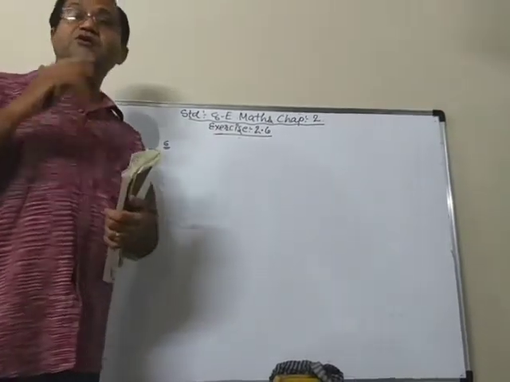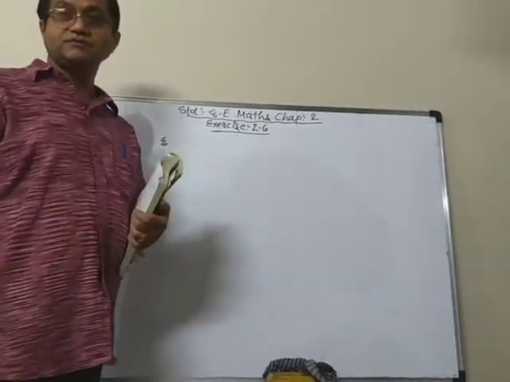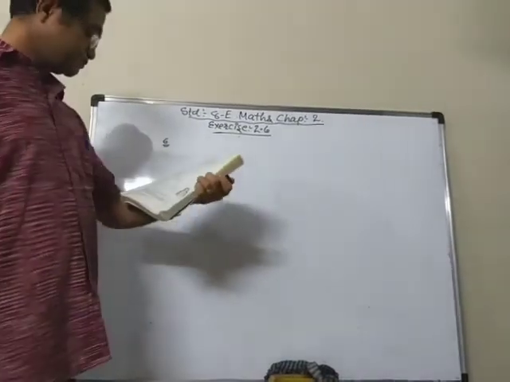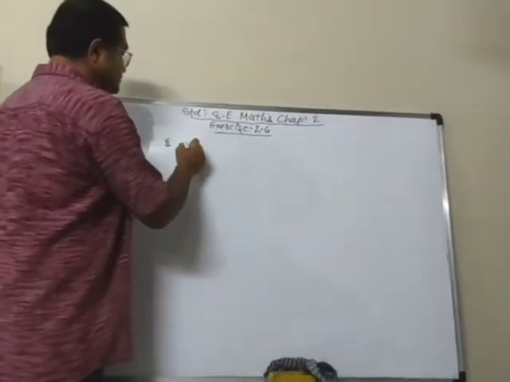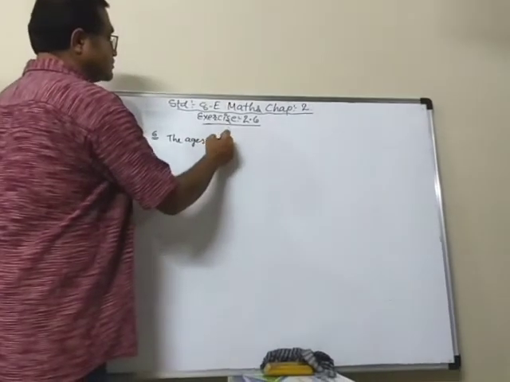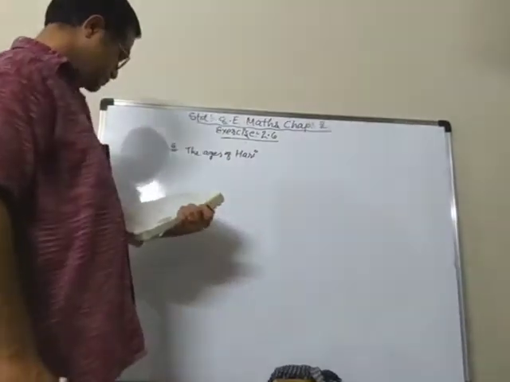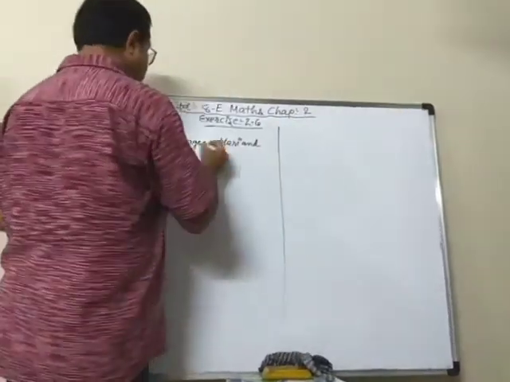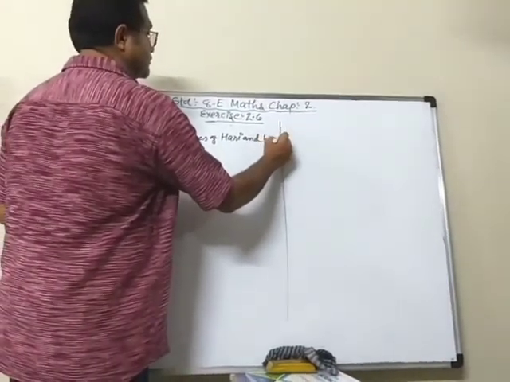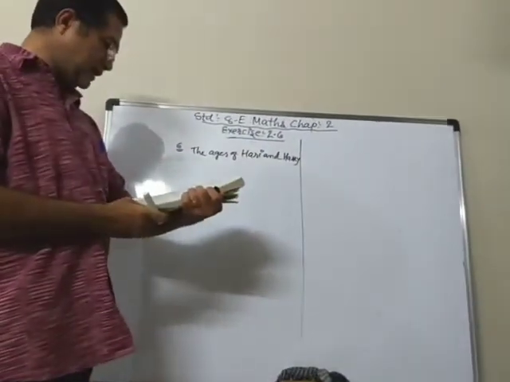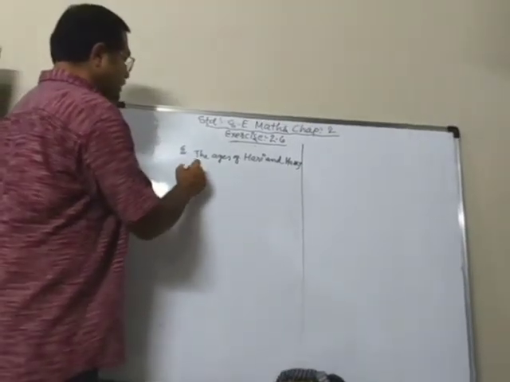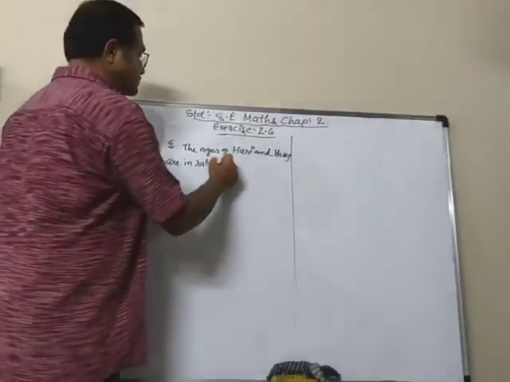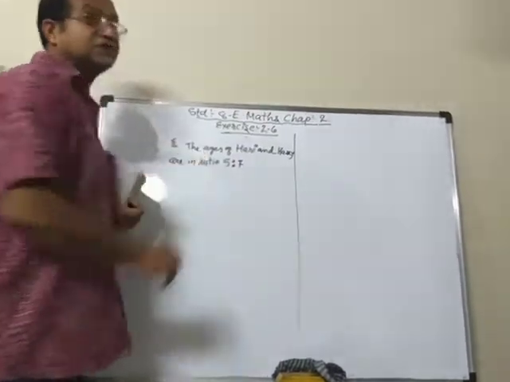So first we have to make the equation according to the given condition and then we have to solve the problem. What is given? The ages of Hari and Harry. The ages of Hari and Harry are in the ratio 5:7. This is the first condition given.